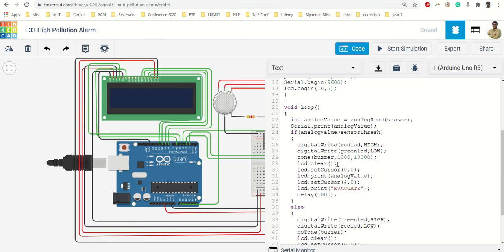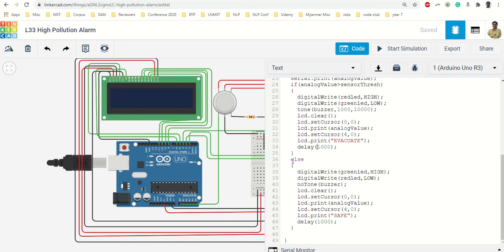I will clear my LCD, set the cursor at 0,0 and print the analog value. That means this is the pollution level. And leaving 4 spaces, I will print a warning also, that please evacuate, and then I am giving a delay. Else, if the value is less than the threshold, green is high, red is low, no buzzer, LCD clear, print the value. We are still showing this is the pollution level, and we are just saying it is within the safe limits. So we start the simulation.